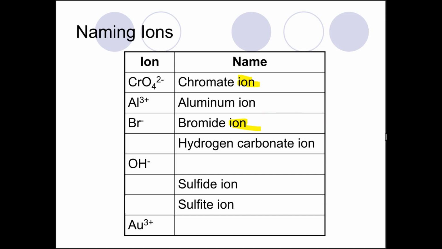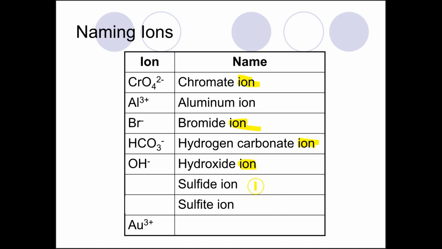So the name hydrogen carbonate ion. This is a polyatomic ion. It's HCO3-. The word ion is optional in this situation. It could just be called hydrogen carbonate. OH- is another polyatomic ion, so we would just have to memorize that that one's name is hydroxide, with the word ion being optional.